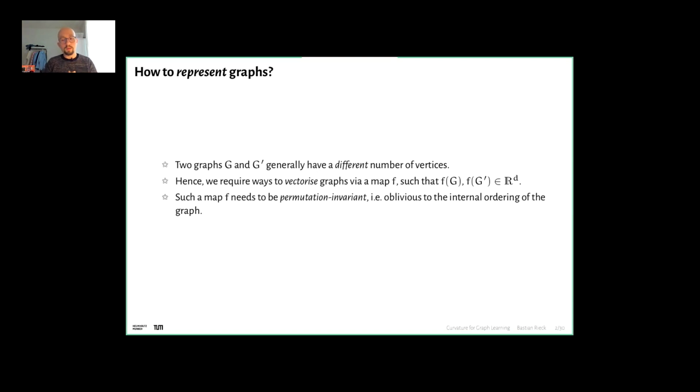So one thing that you will always encounter in the graph learning literature, it's not super important for this talk, but I want to mention it because it gives this kind of holistic feel for the field, is that this map needs to be permutation invariant. That is nothing else but saying that it needs to be oblivious to the internal ordering of the graph. So if I change the order of vertices by just enumerating them in a different way, then the representation should remain the same. This is a normal requirement to ensure that you're getting the same outputs all the time.